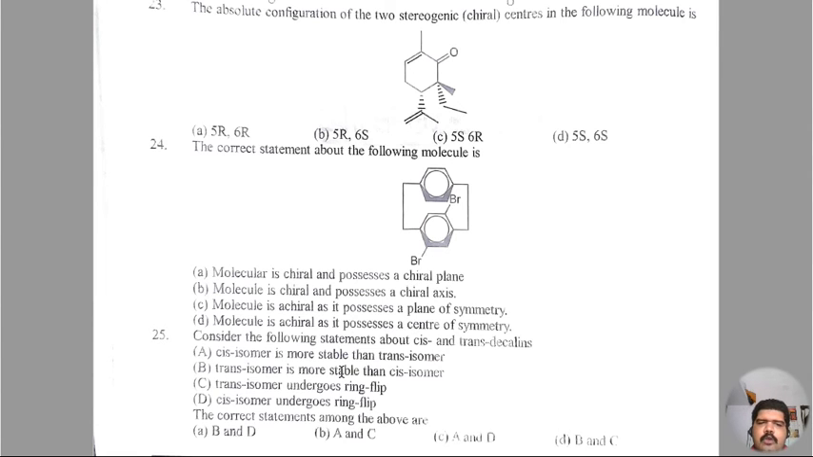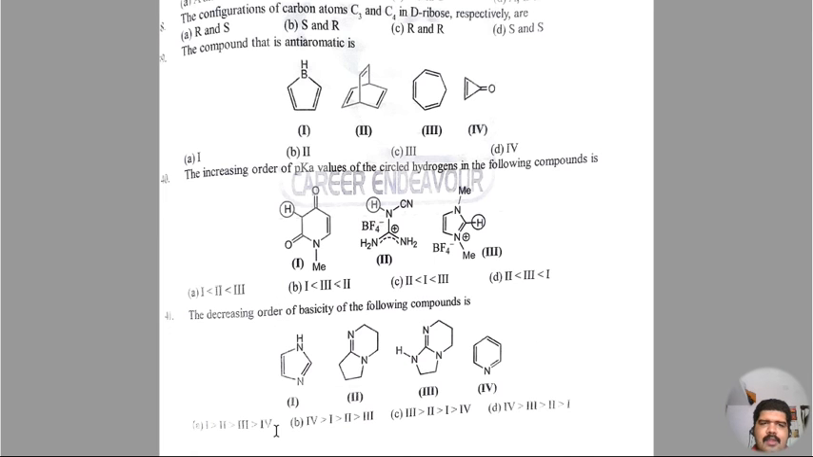And which one will undergo ring flipping? Trans isomer cannot undergo ring flipping because it will give an axial conformation, which is very less stable. So cis isomer will undergo ring flip. So options B and D are your right answers. So option A, which has B and D, is your answer.